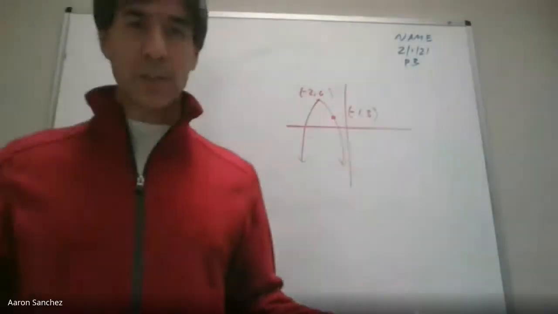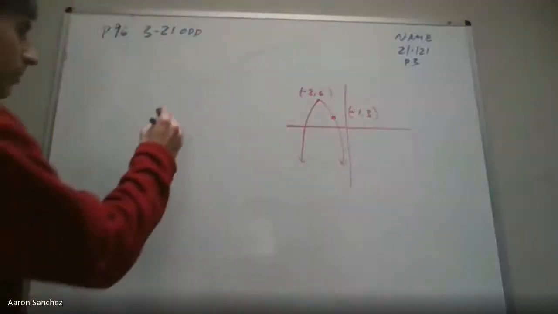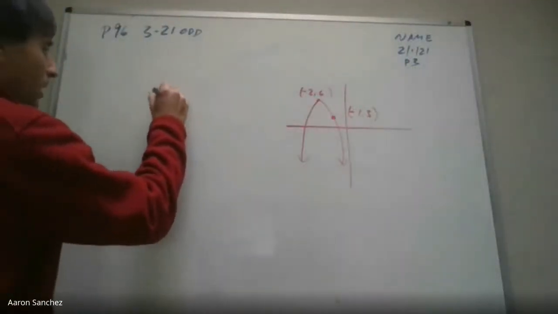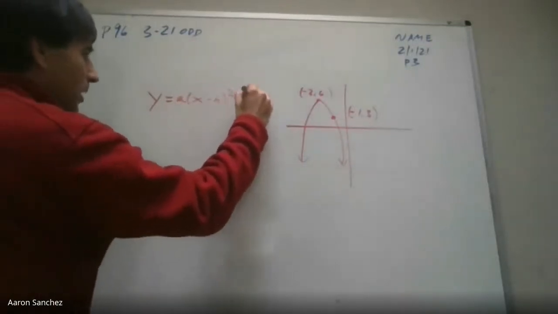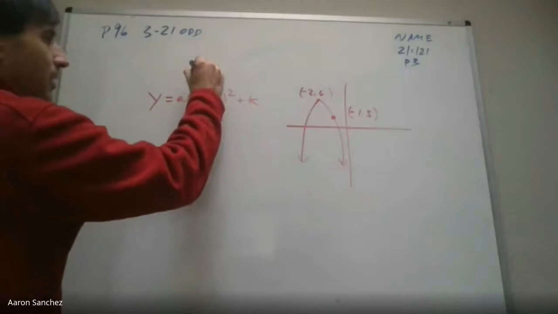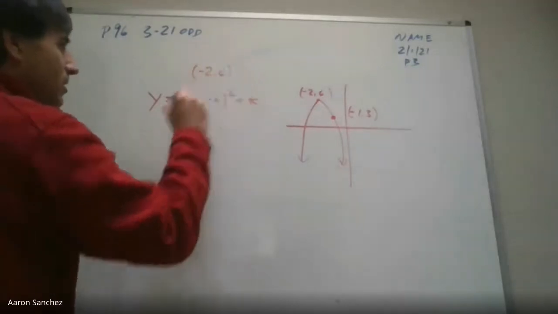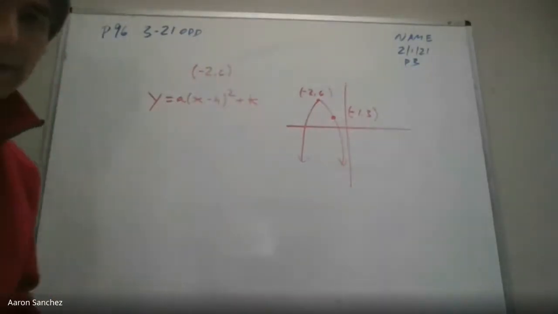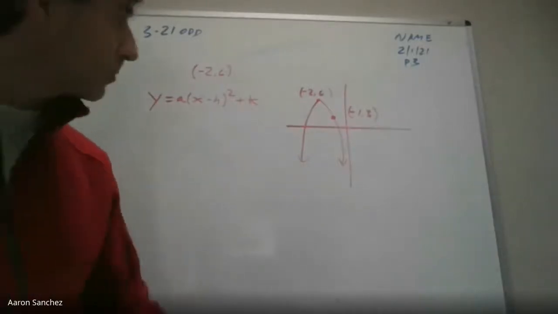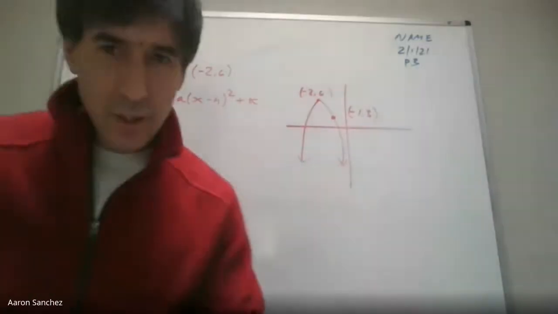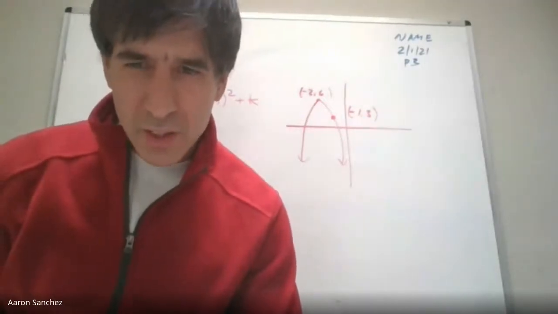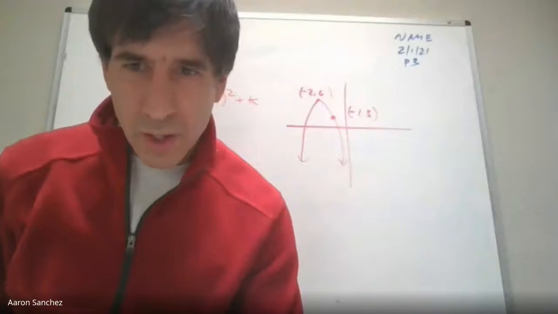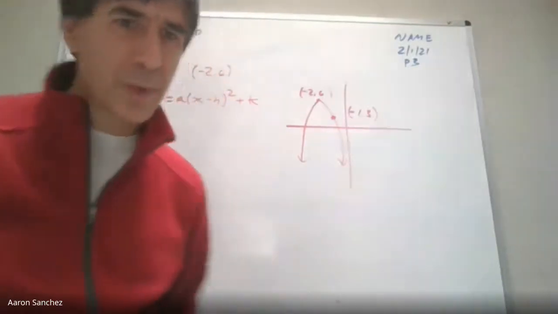Okay, that's all I need to know. We want this in vertex form, so let's write down the vertex form. Everybody write this down: y equals a times (x minus h) squared plus k, where my vertex is (h, k). Here's my question for one of you, which you should know. Let's go with Aaliyah. What is my h and k?